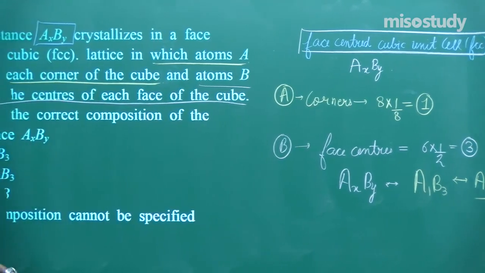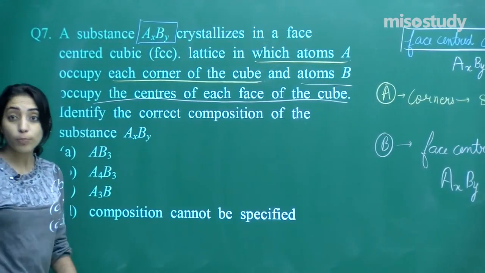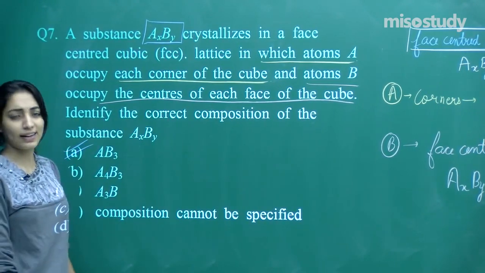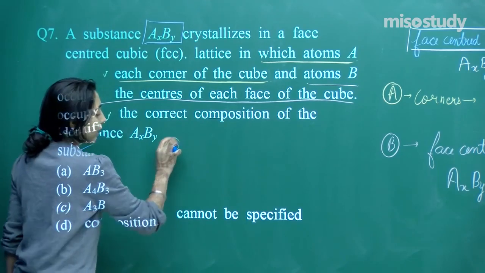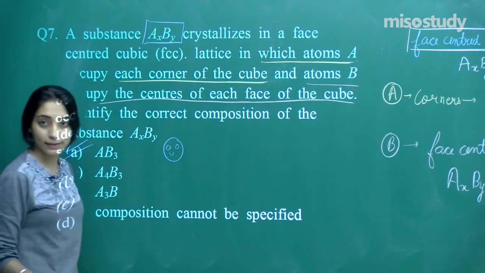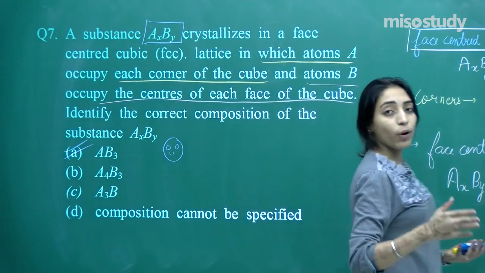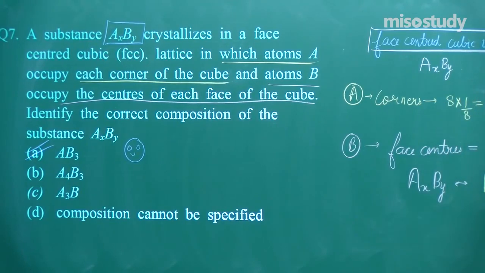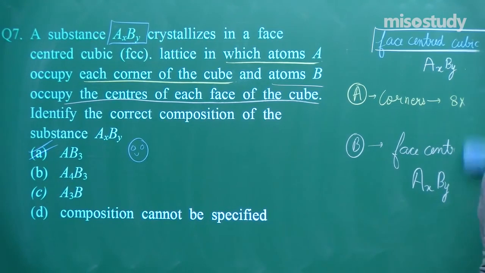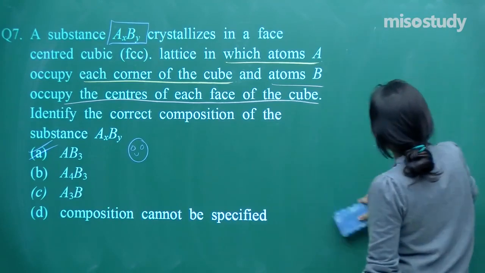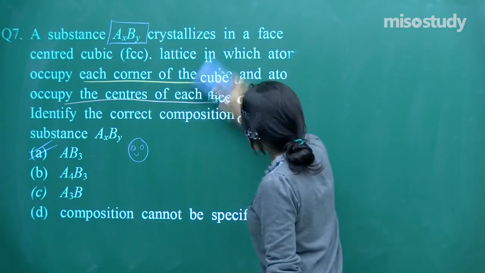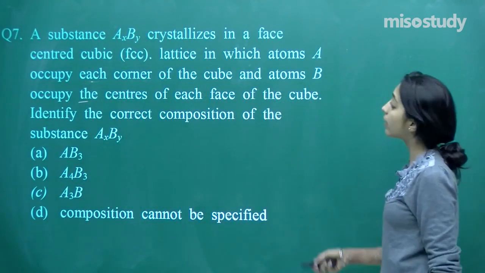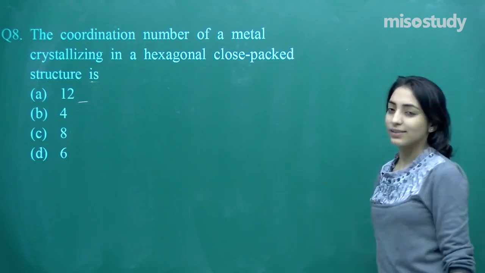Let's try to figure out if there is an option. So identify the correct composition of the compound. Oh my god, I love the questions where option number A is the correct answer. So this is option number A, giving you the answer as AB3. Okay, so guys, this was about our question number 7. Having done this, I will be moving on to question number 8 for you people. So let's see what is there in store for you as question number 8. Oh, that's a small question.